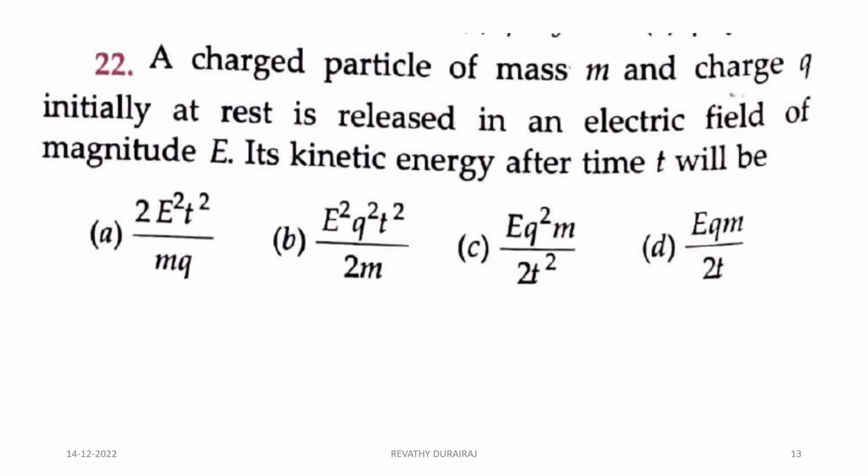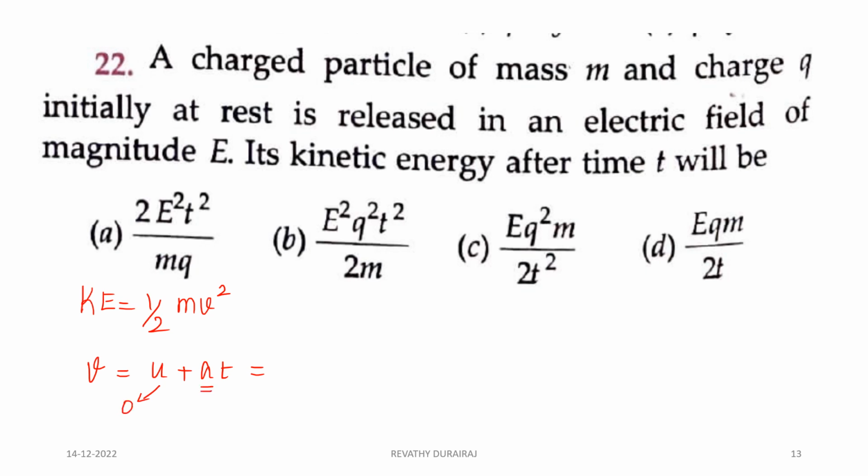A charged particle of mass m and charge q initially at rest is released in an electric field E. Now we have to find out the kinetic energy in terms of time. So let's do that. Kinetic energy equals half mv squared. Now we have to find out what is v. v is the final velocity. We can use the equations of motion. v equals u plus at. Initially it is at rest, so u equals 0.